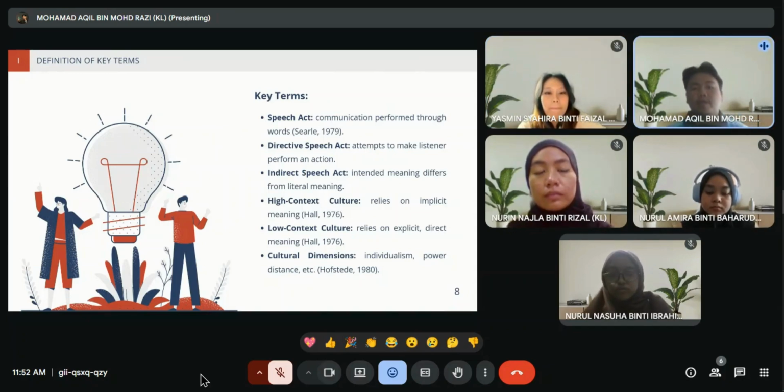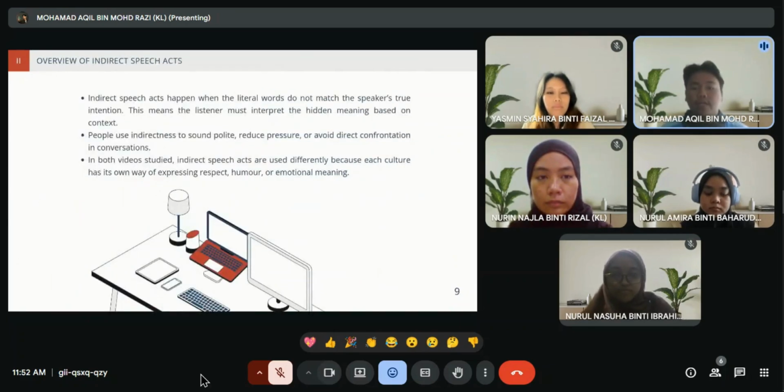So, for my part, I will explain about Chapter 2, the literature review. So, now take a look at the first slide, which is overview of indirect speech act.